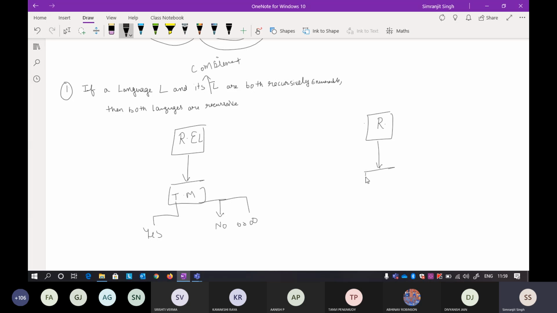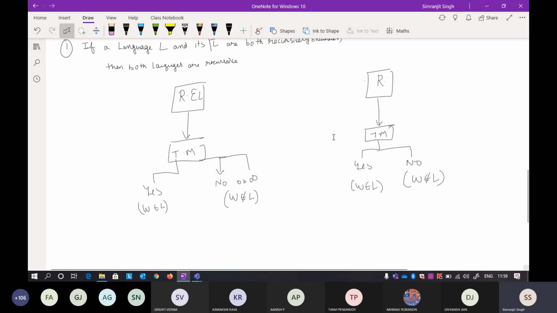But for a recursive language, when you give it to the Turing machine, it will always say yes, the string is in the language, or no, the string does not belong to the language. For a recursively enumerable language, when a particular string does not belong to the language, it can either say no, or fall into an infinite loop. But if a particular string is in the language, it will definitely halt and tell you that the string is in the language.